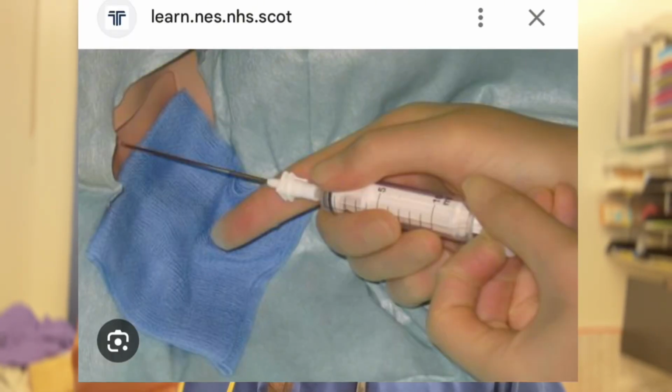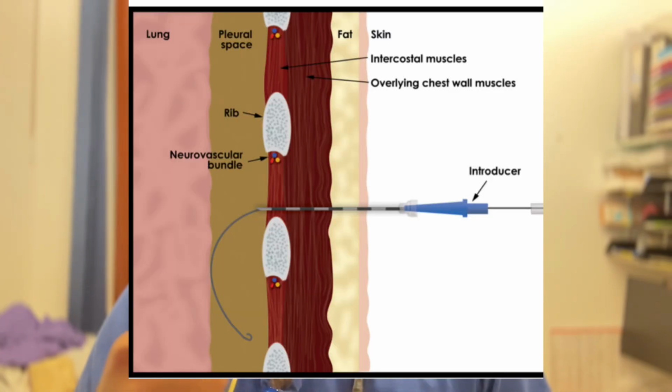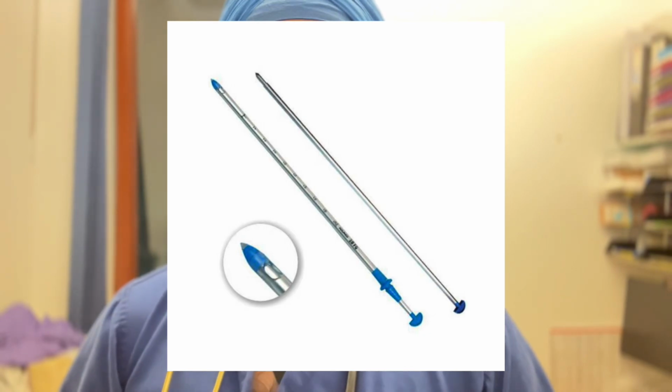A trocar essentially allows it to increase the space and therefore allow the actual tube to go through the chest wall into the space where the lung is. And that way we can then extract the air, and it goes into a tubing that goes underwater. This is known as an underwater seal that prevents air coming back.